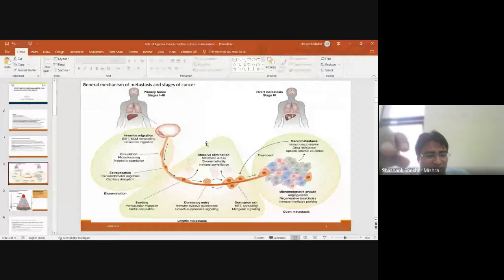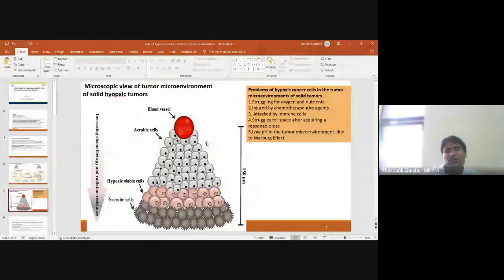So our purpose here is to learn how to stop the aggressive transformation of cancer. That means, what are the stages at which we can intervene, or what are the circumstances which force the solid tumor cells to move from a primary tumor to secondary tumors, into the metastatic stage? So we will first have a look at the microscopic view of solid tumors.